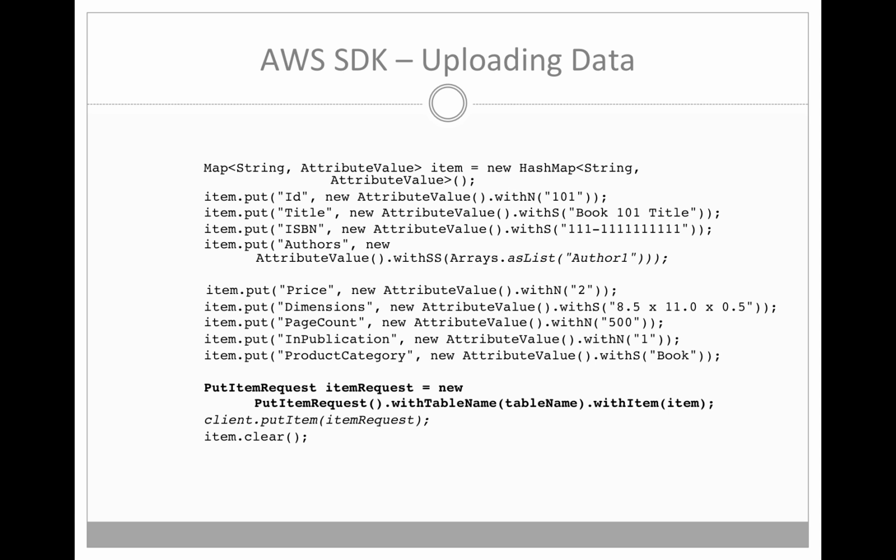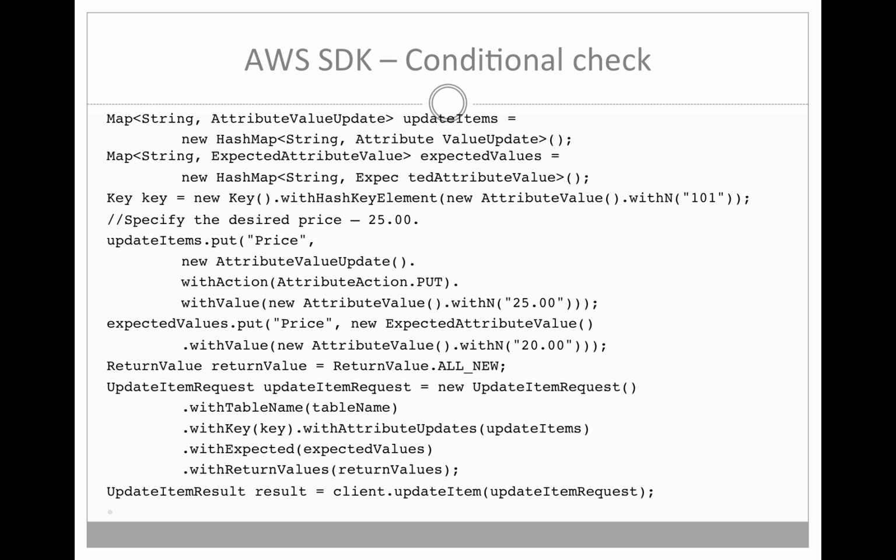Similarly, for uploading the data, it looks very simple. You create the key value pair for each item, then you create the put request, and you execute the put operation.